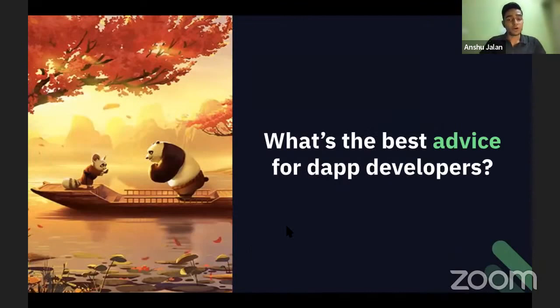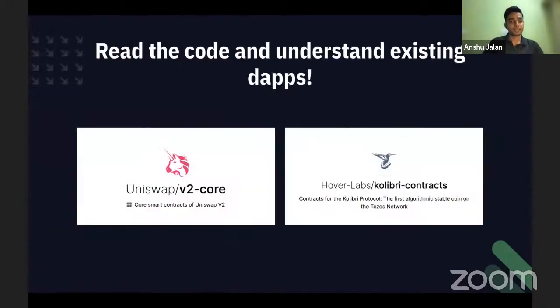So finally, you all have learned a lot of things today. Now, what's the best advice that I have for all the Dapp developers who are just starting off on this journey? Well, I'll reiterate something that I already said before, and that is, go ahead, read the code of existing dApps. If you just want to start with some dApps, like today after this session, for those who want to explore Ethereum, go ahead, read the code of Uniswap v2. And those who want to explore Tezos, go ahead, read the code of Colibri. These two are the perfect entry points for you guys to build dApps, or at least dApps that really matter.